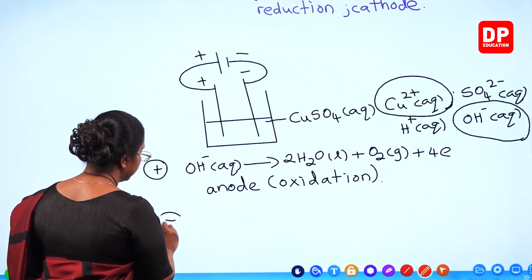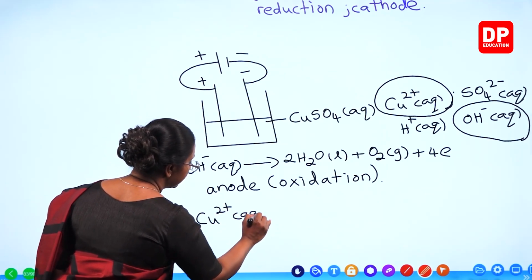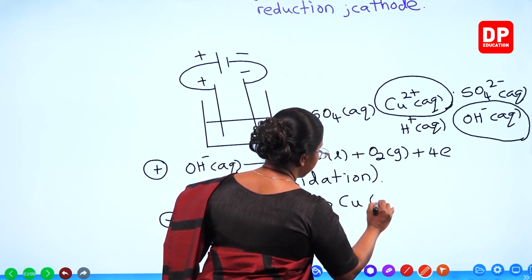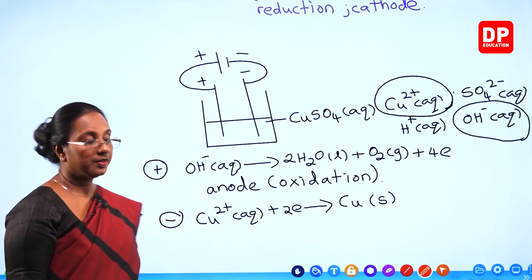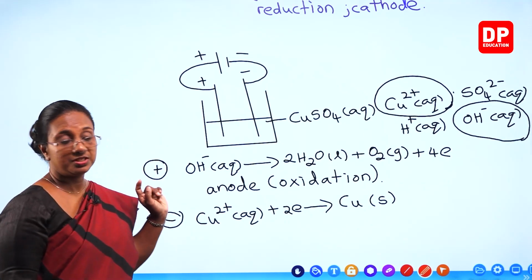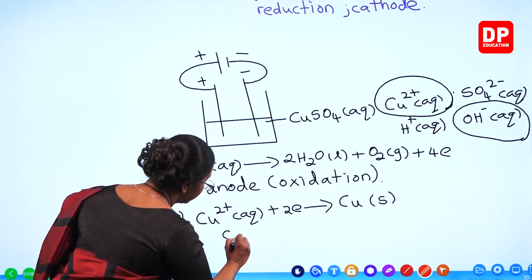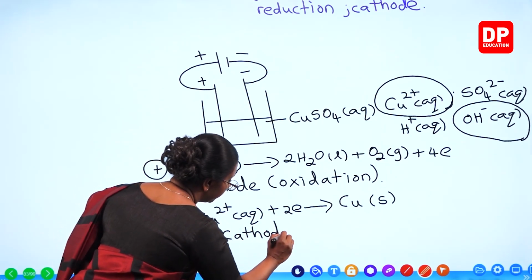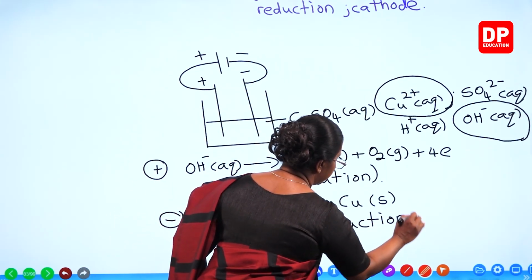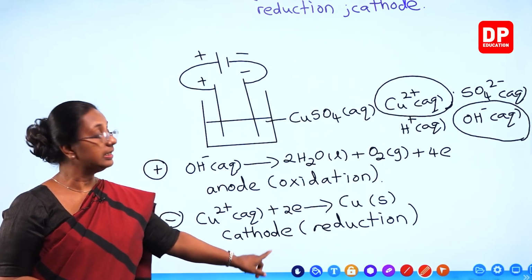Then near the negative electrode, it is going to be the copper ion, Cu2+ aqueous, taking up electrons and depositing as copper solid. So what are the observations? You will see gas bubbles liberated at the positive electrode, that is the anode, and red-brown color deposit at the cathode. Why? It is reduction. So there, negative electrode, there will be a brown color deposit.